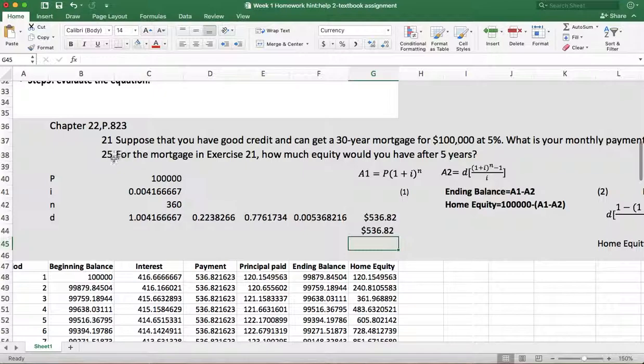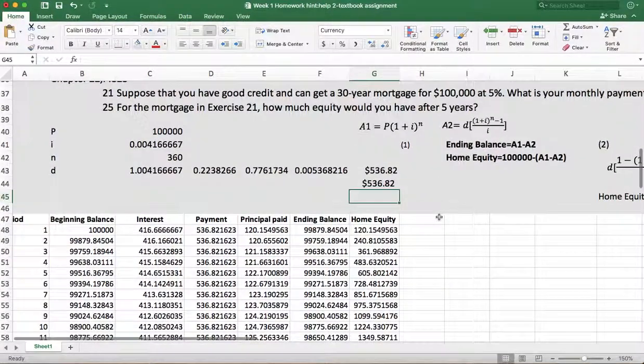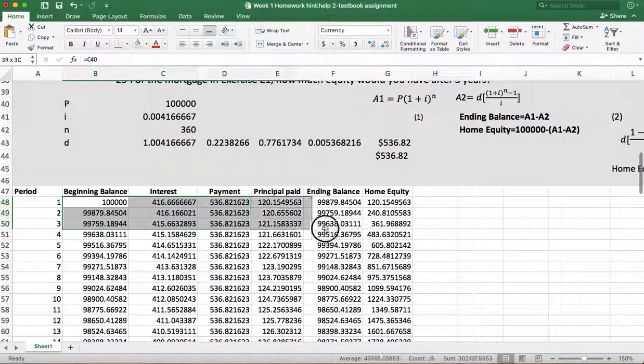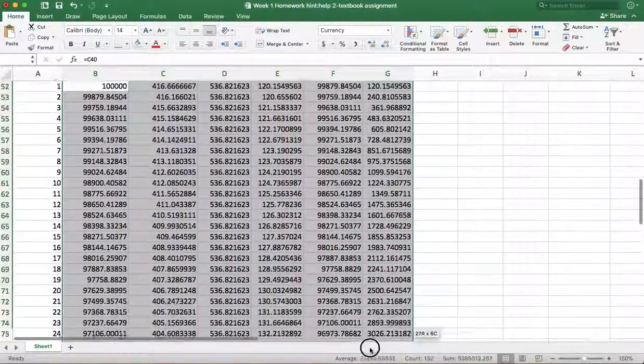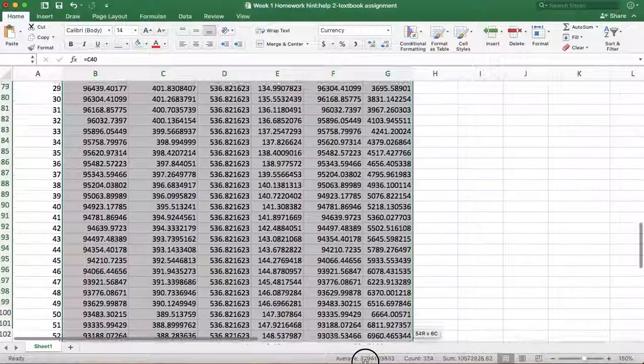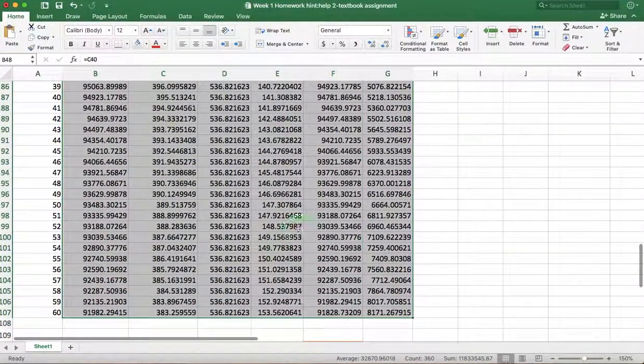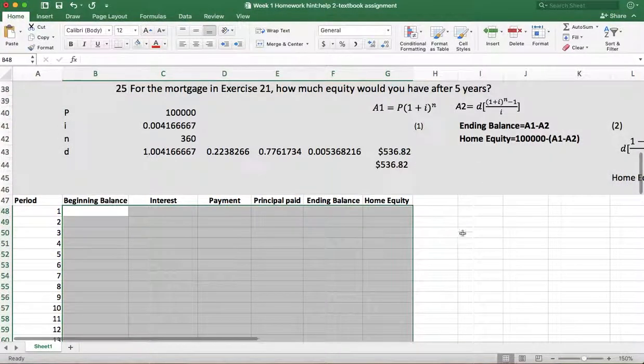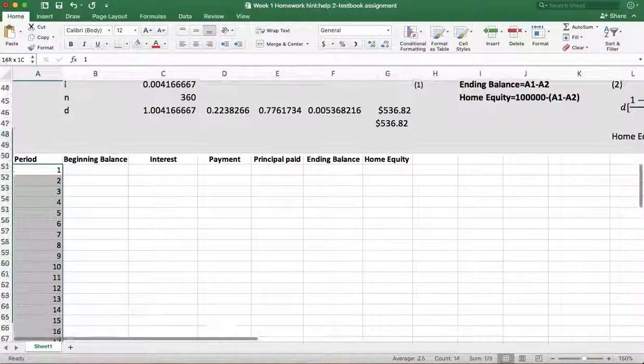So for problem 25, how much equity would you have after 5 years? For me, the best way to do it is just build the amortization table. I already built it. I'm going to clean up and build it again here for you. Clean contents. Also clean all the contents.